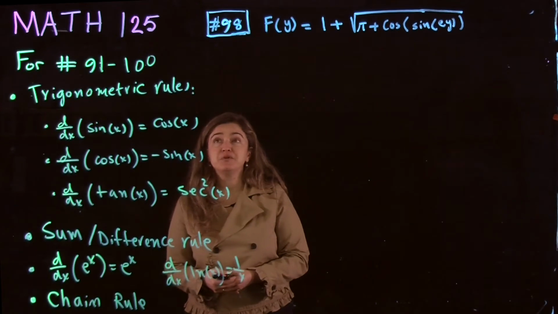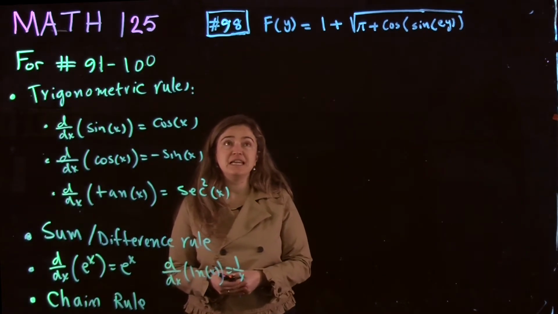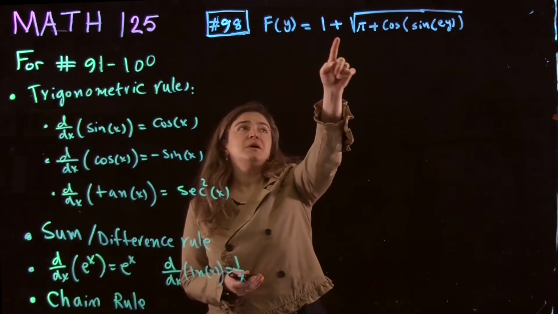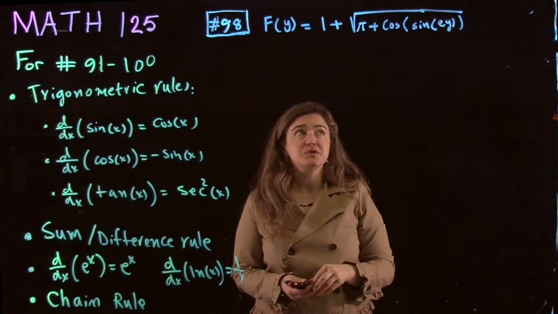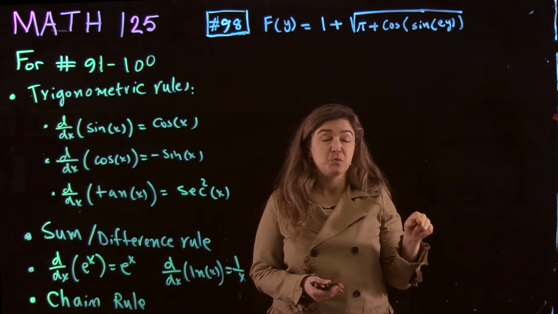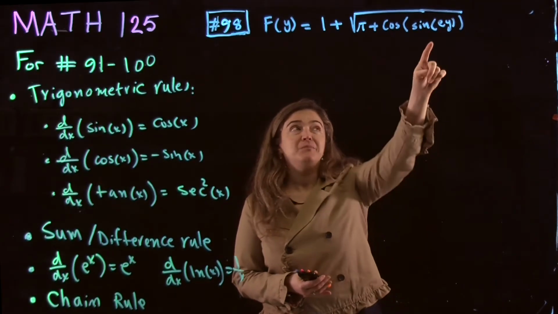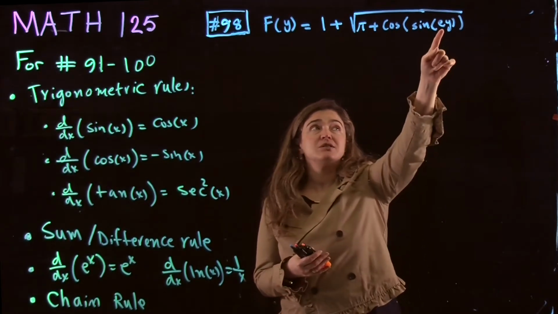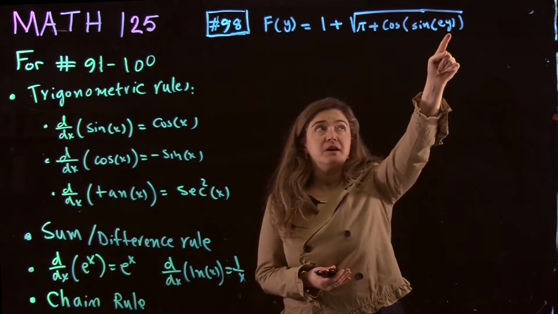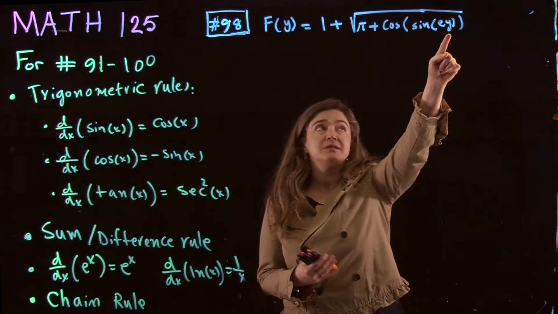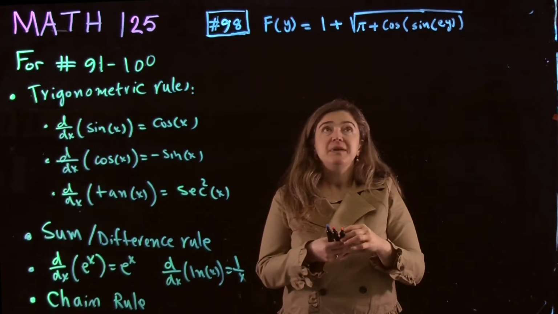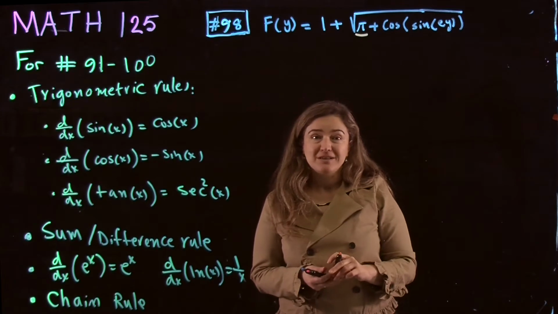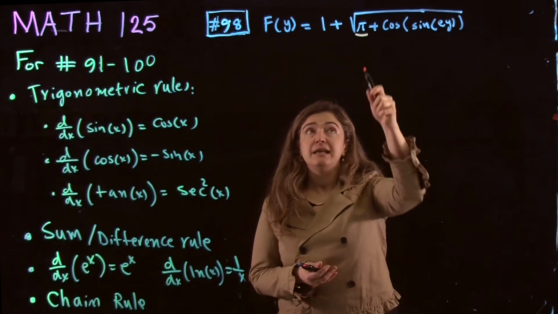We're continuing with Math 125 Gateway questions, this time number 98. This is f of y equals 1 plus the square root of pi plus cosine of sine of e times y. I said e to the y, but it's not e to the y, it's e times y. Remember that's just a constant number times the independent variable. Another thing to notice is that here's a pi. Pi is also a constant number, and it's by itself.